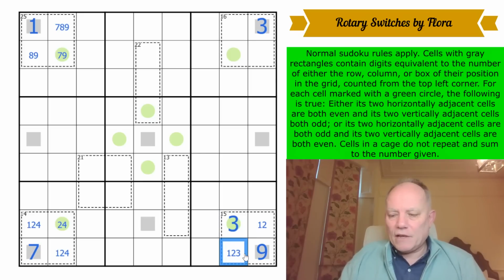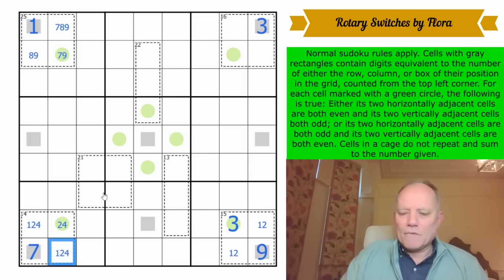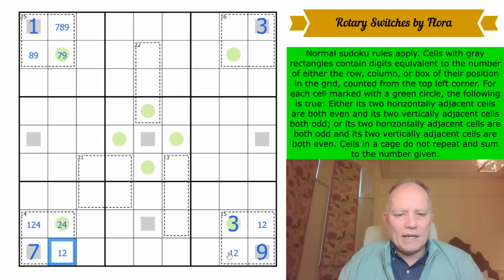That's good, so we get a 3 there. 4 is in one of those two cells in the row, and therefore not there. Gives us a 1, 2 pair.